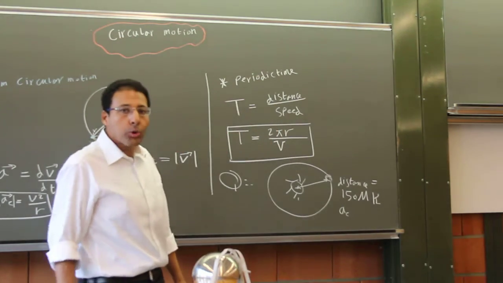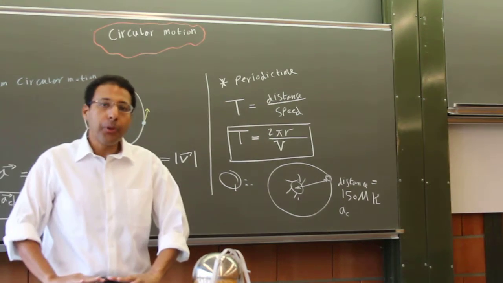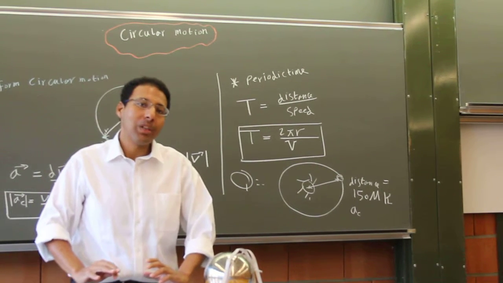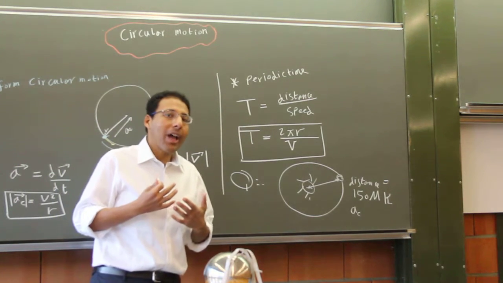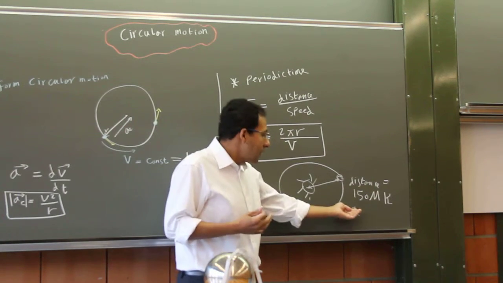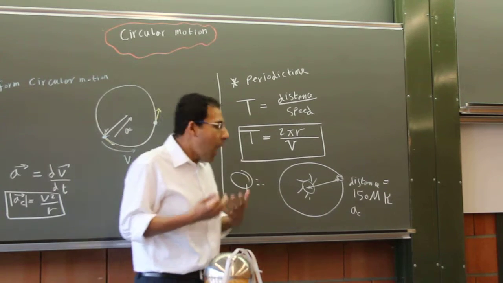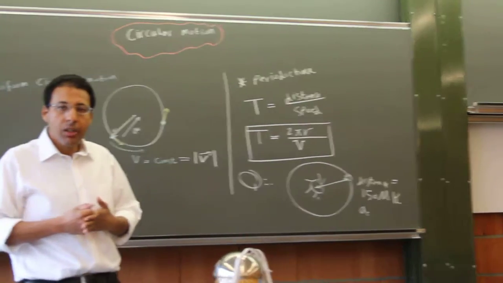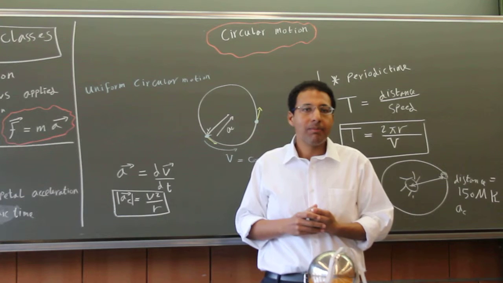And I would like you to compare it with the acceleration on Earth due to the Earth's own gravity, which is 9.8 meters per second squared. I would like you to compare these two numbers to get a rough idea about how small this acceleration is compared to our Earth's gravitational acceleration. Okay, good. Any questions? Perfect.